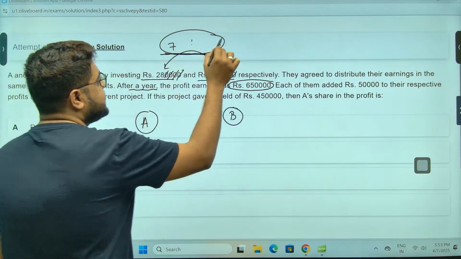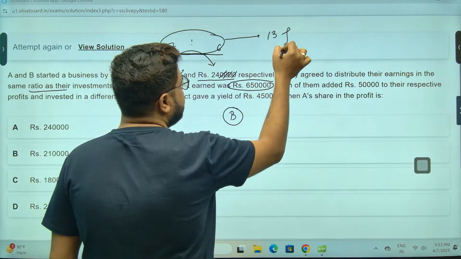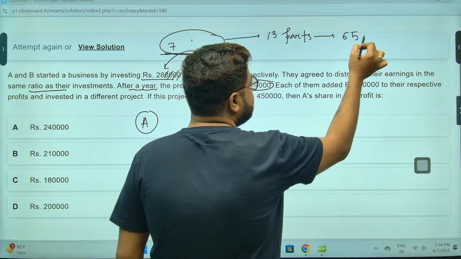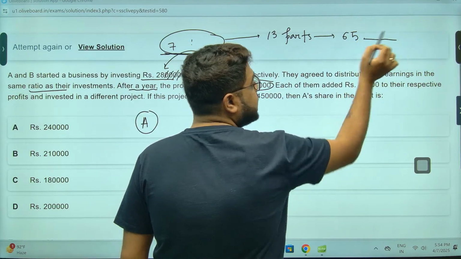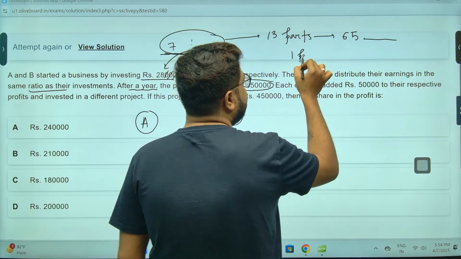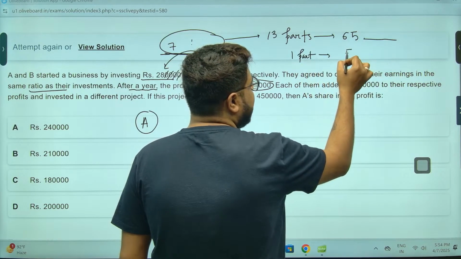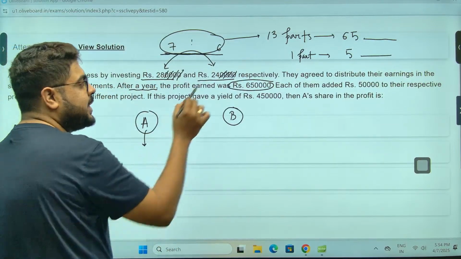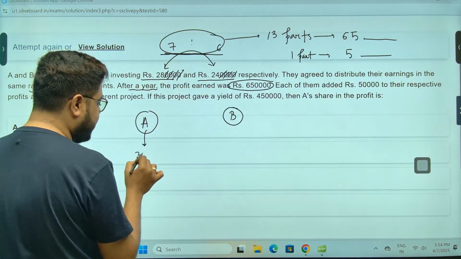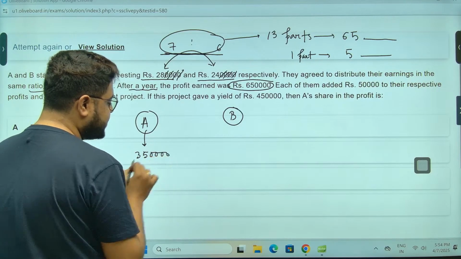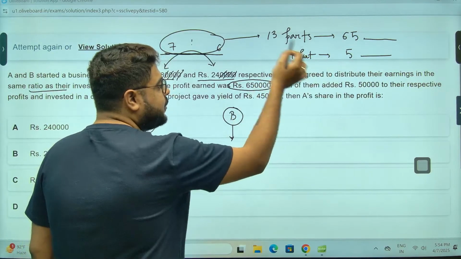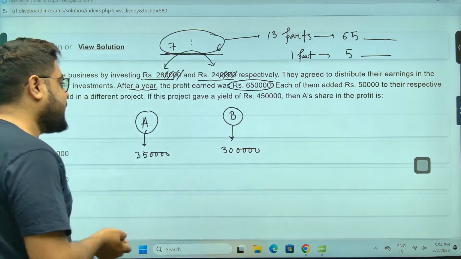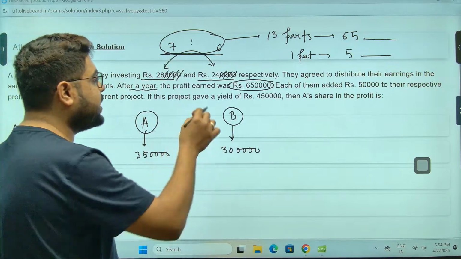So 7 plus 6 is 13 parts. 13 parts is equal to 650,000. 65 something, so one part, not counting zeros, is 5. So 7 parts will be 5 times 7, that is 35, and I'll put 4 zeros. And 6 parts are 5 into 6, which is 30, and you put 4 zeros. So that much A and B now have from the business.